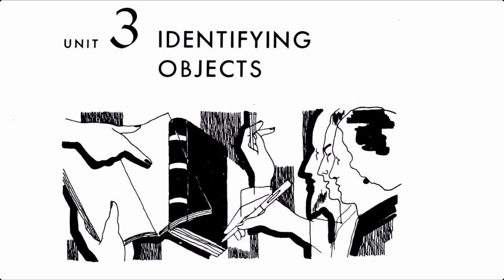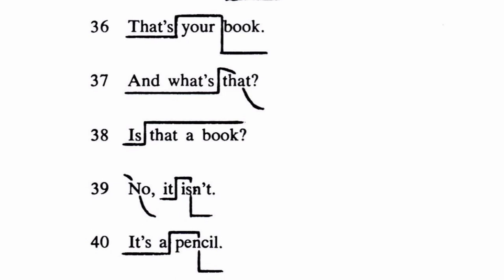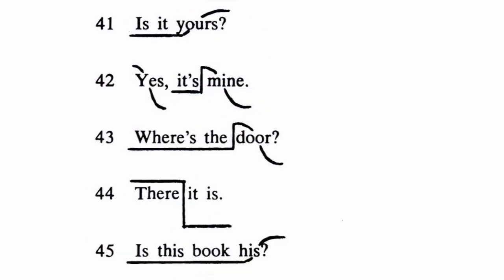Identifying objects. What's this? That's a book. Is this your book? No, that's not my book. Whose book is this? That's your book. And what's that? Is that a book? No, it isn't. It's a pencil. Is it yours? Yes, it's mine. Where's the door? There it is. Is this book his?